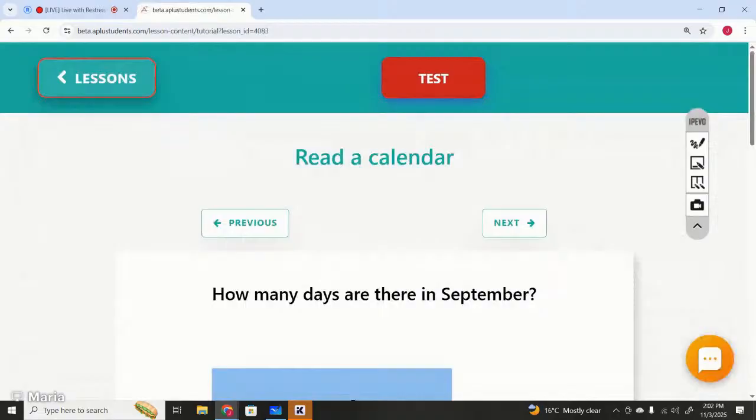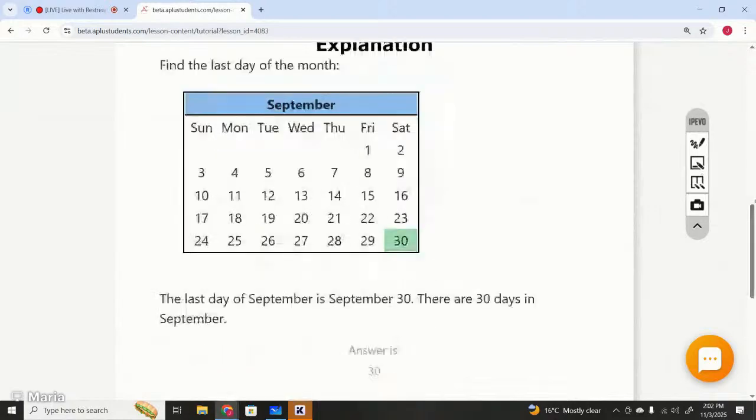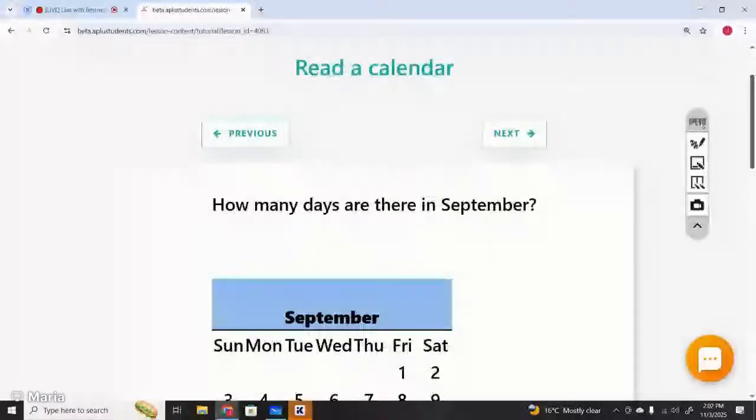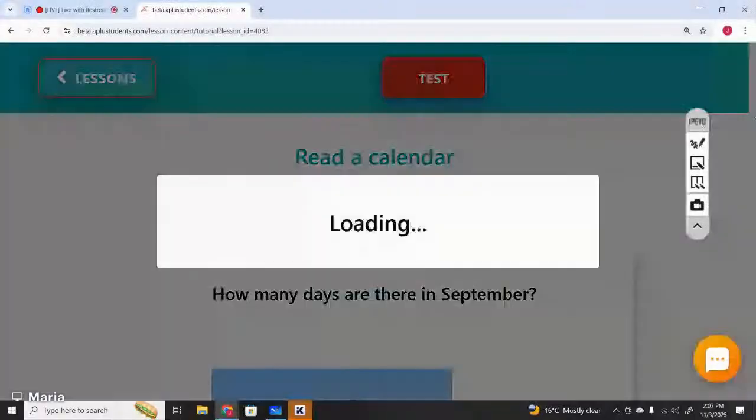How many days are there in September? So here is the calendar. The first day of September is on the first and the last one is on 30. Here is the month name, right? So that means there are 30 days in September. Let's just start with test questions.